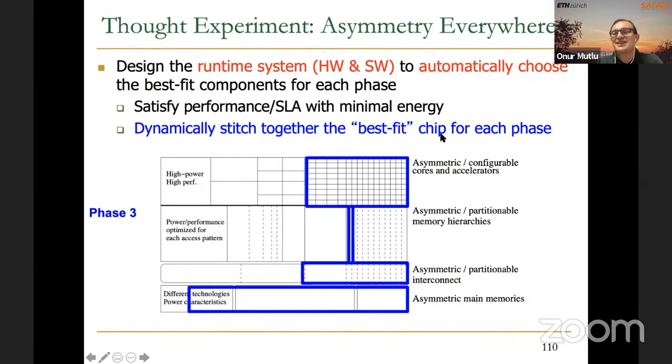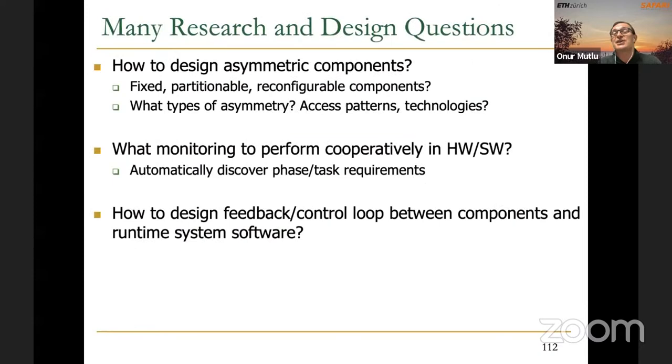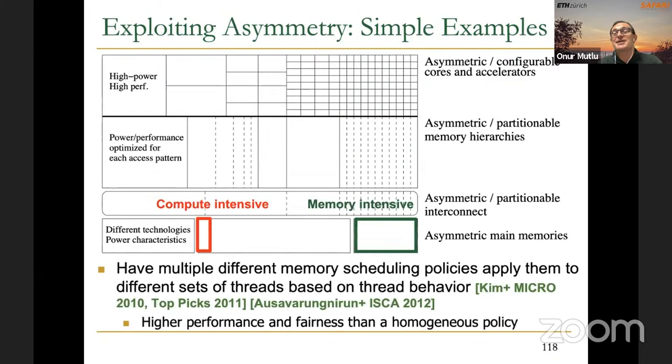This may be a long shot, clearly, but I think this is a very good way of thinking about asymmetry, enabling the best chip for each phase with these asymmetric resources all over the place. And you keep repeating this. And then you can morph software components to match asymmetric hardware components. So you can have different versions of software. I'm going quickly because some people are listening. I'll finish soon. But you can have a version of software that's run for the first type of chip, and another version of software that's run for another type of chip, and you can merge them, and you can have yet another version that's run for the third type of chip. Clearly there are many research and design questions, but I'm not going to go through this, and you can see some examples of this in the backup slides that I'm not going to cover right now.